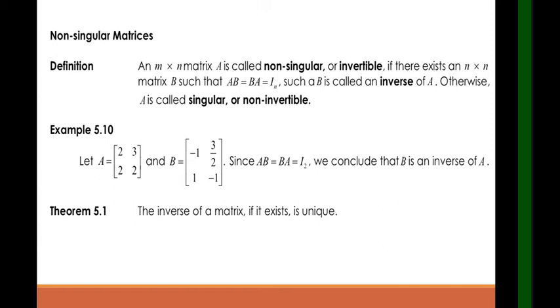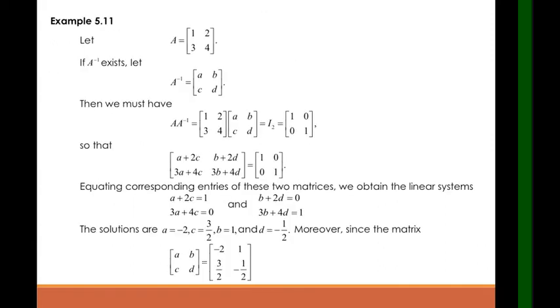The inverse of a matrix, if it exists, is unique. Let A is equal to the square bracket of 1, 2, 3, 4, and A raised to negative 1 exists. Let A raised to negative 1 is equal to A, B, C, D. Then we must say that A times A raised to negative 1 is equal to 1, 2, 3, 4 times A, B, C, D is equal to I sub 2 is equal to 1, 0, 0, 1.